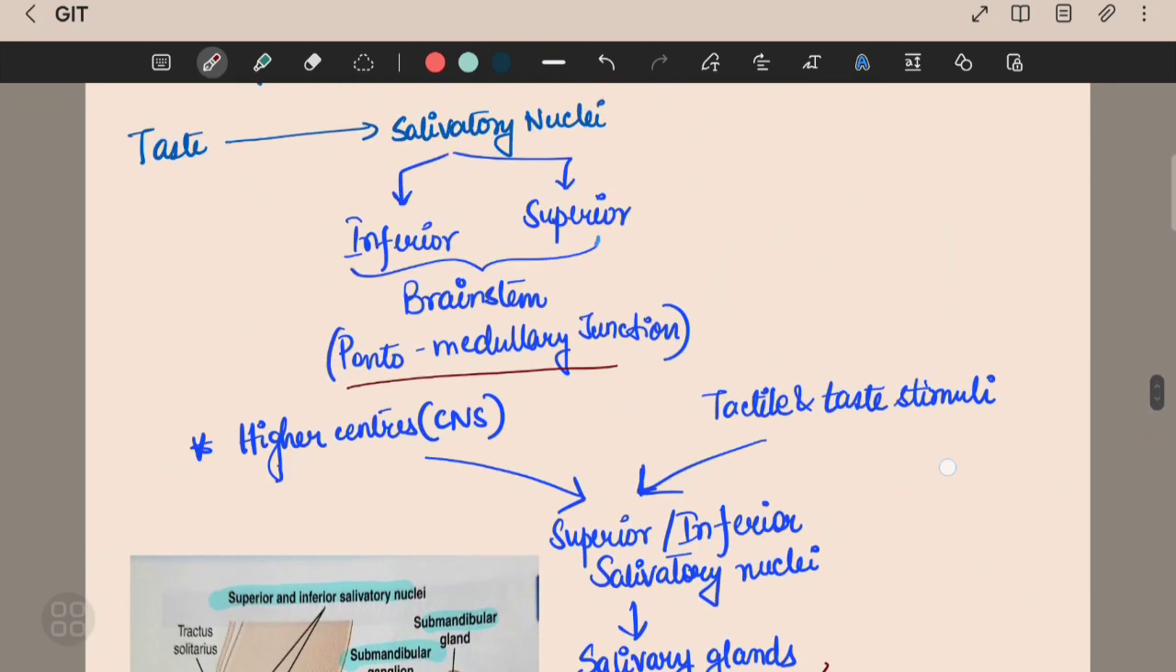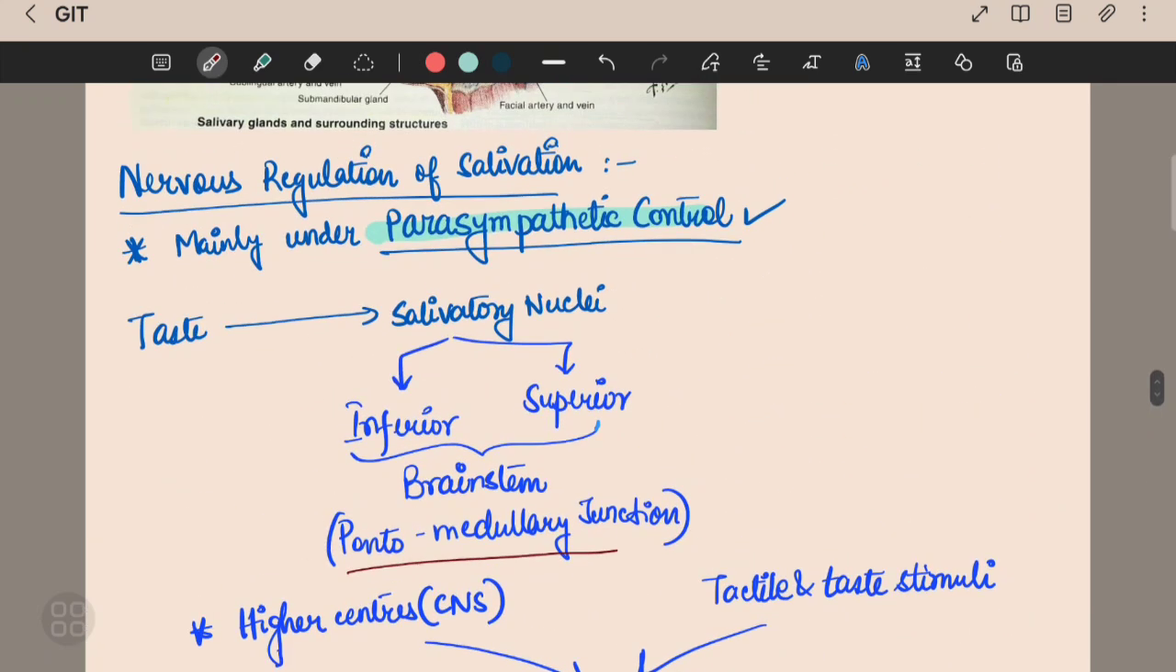So with that, we end our discussion on salivation. We have discussed the functions of saliva, how it will destroy the bacteria and all, and we have also talked about the nervous regulation of salivation.